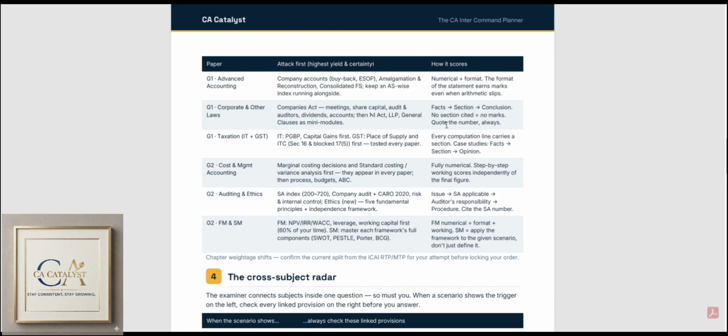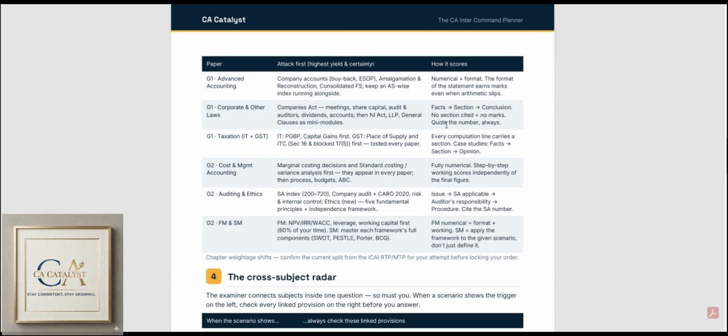Now the next part is taxation. In taxation there is income tax and GST. In income tax, the most important thing is PGBP, the profits and gains of business and profession. Then comes capital gains. Then in GST you have the place of supply and ITC sections, and these are tested in every paper.